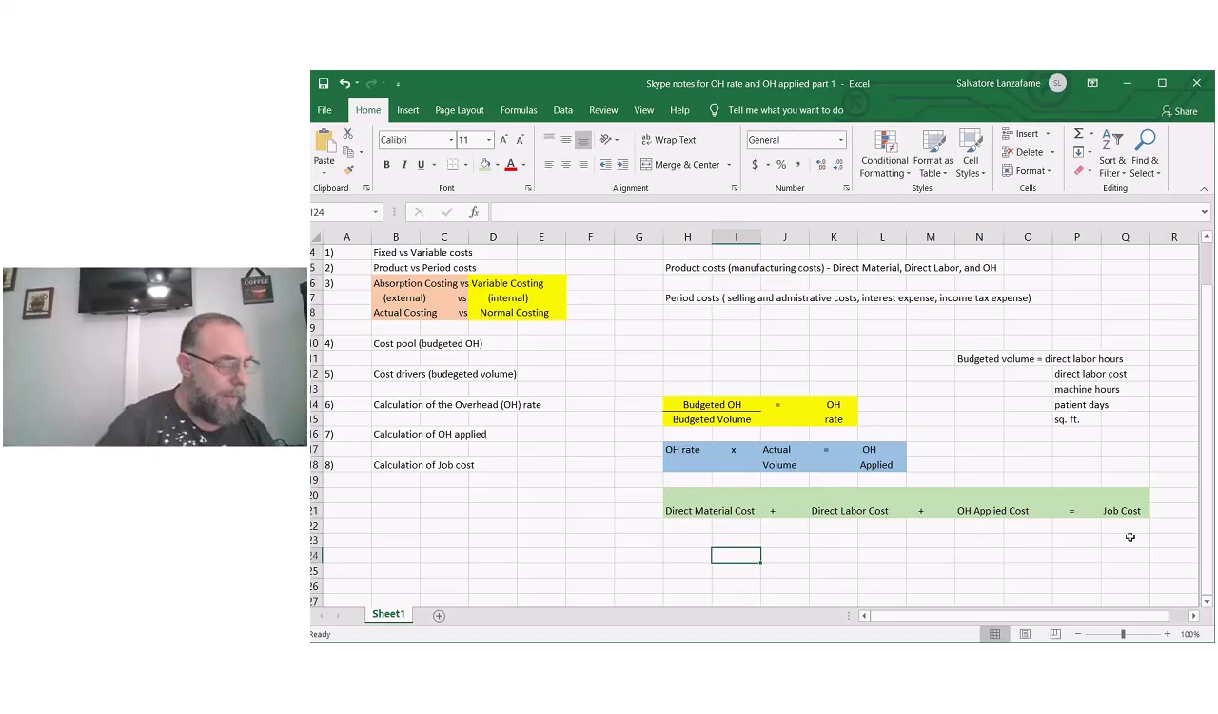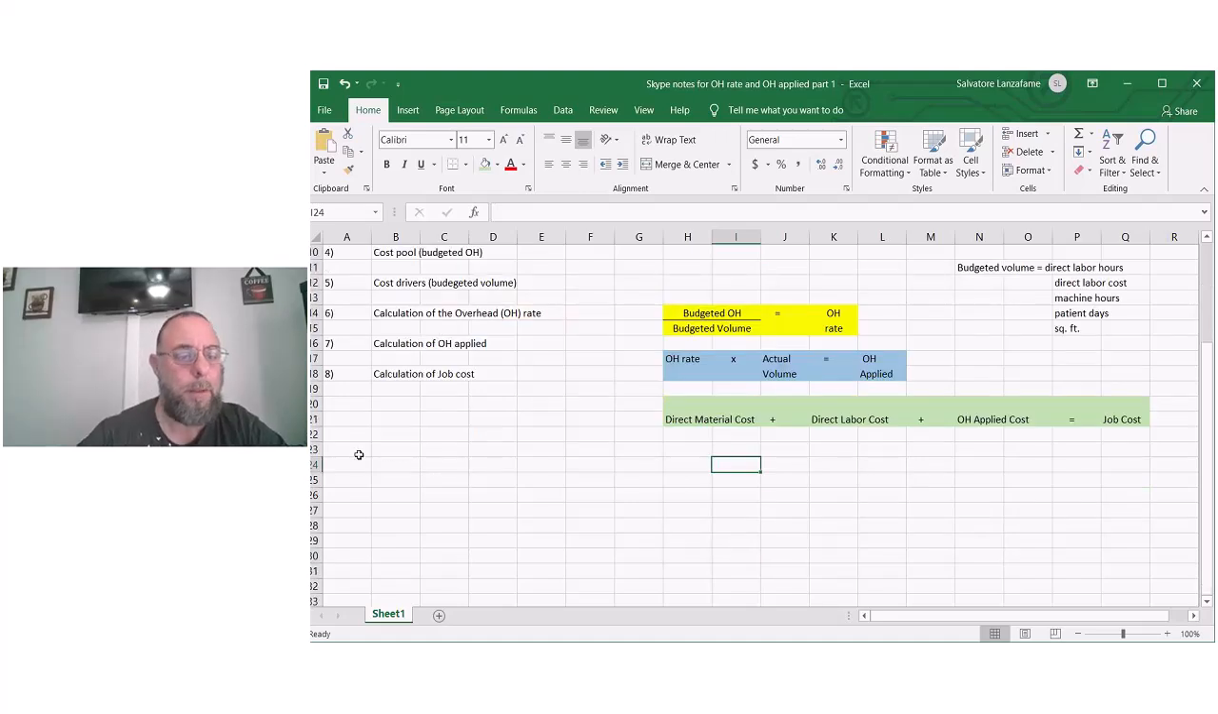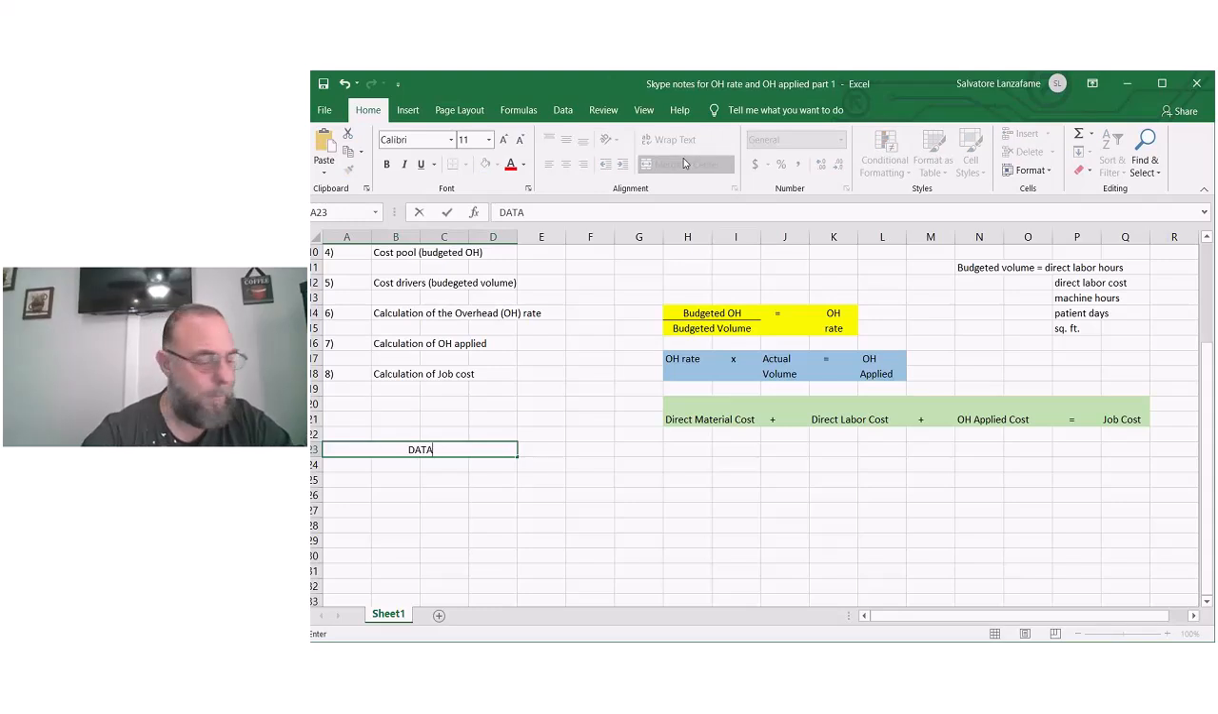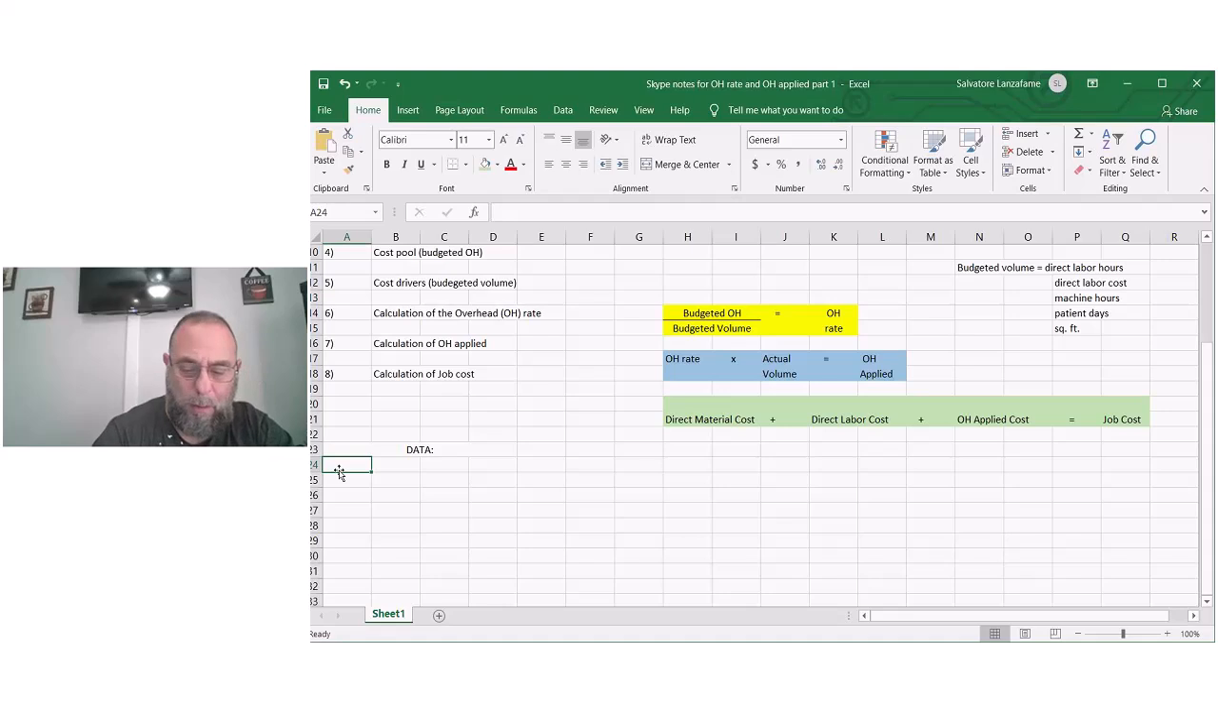So let's do a little example here. Let me create a little data box. Let's say our direct material cost, I'll spell it out here, is equal to $1,000.